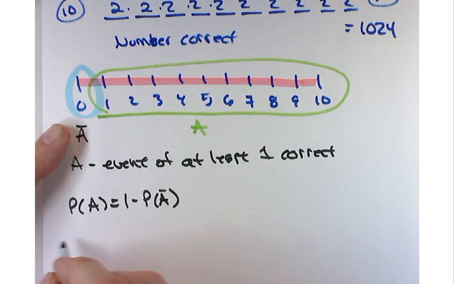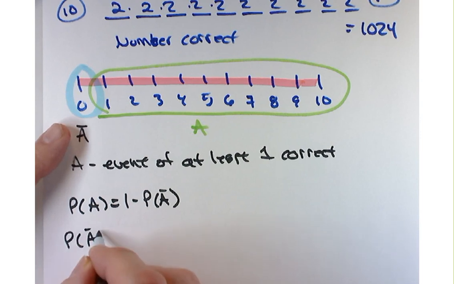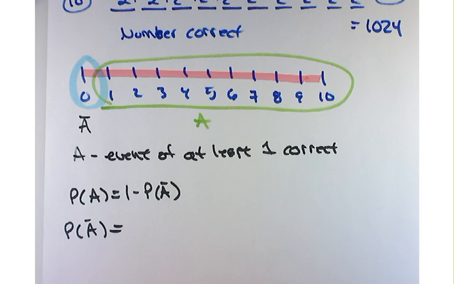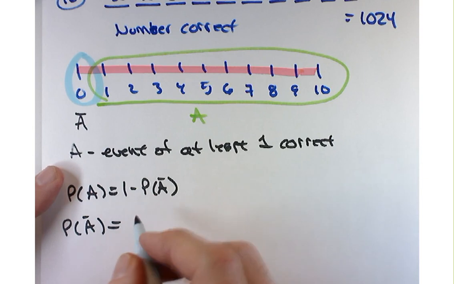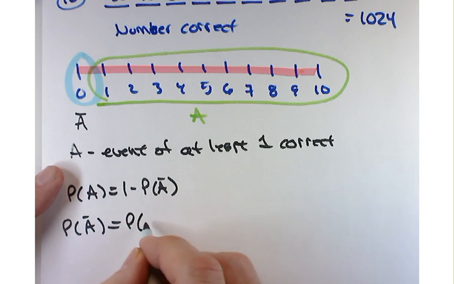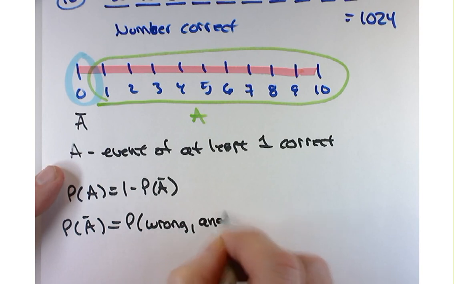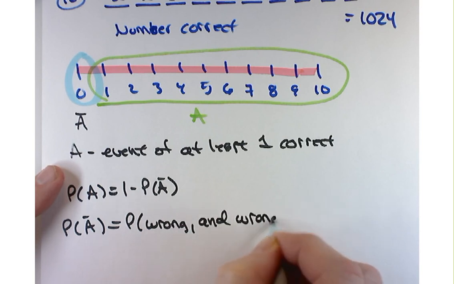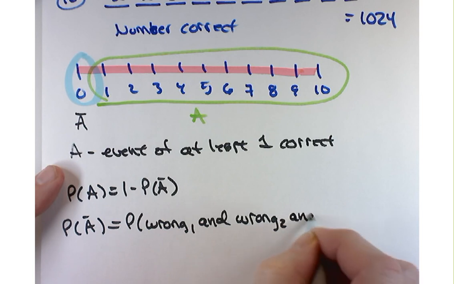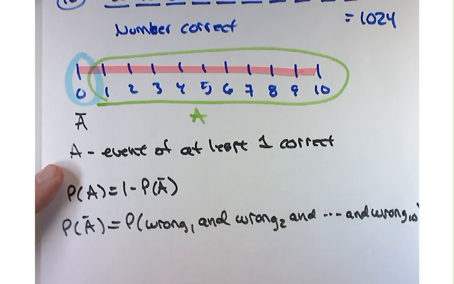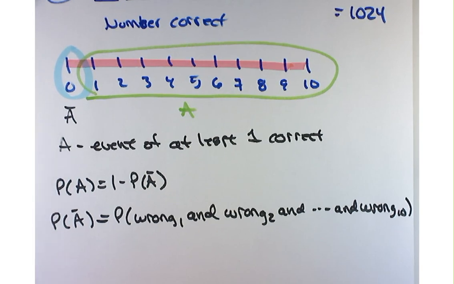So let's work on the probability of A bar. That means you get them all wrong. You're a bad guesser if you're getting them all wrong. So what's that mean? Probably the first one is wrong, and wrong on the second one. Wrong on number 10. Just get them wrong, wrong, wrong, wrong, wrong.